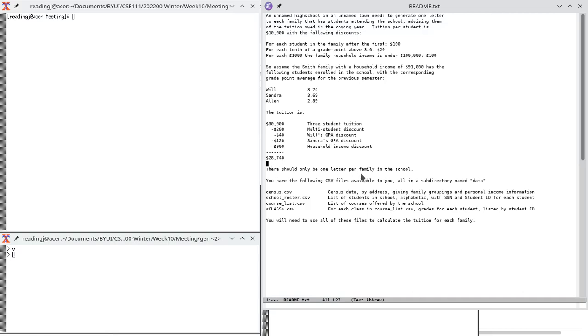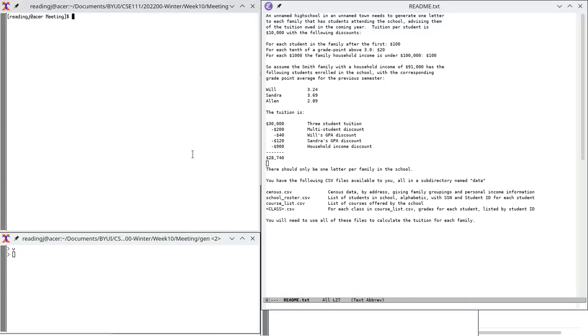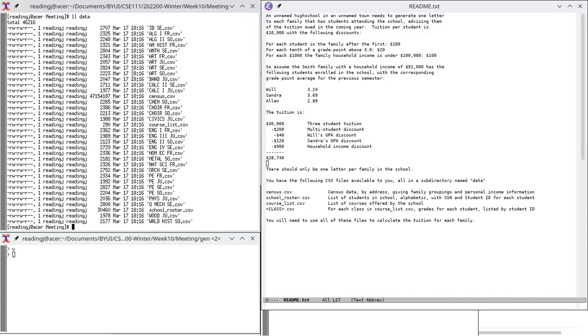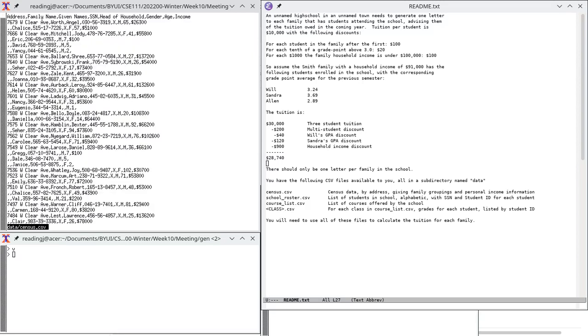You need to generate 1 letter per family in the school, and you have the following CSV files available to you. So let's look at the data. You'll notice the big one that stands out is the census file. This is census data for the whole town. And remember, again, this is just made up data. But if we look at what's in this file, so it's a CSV. There's our standard header, and so you get the address, you get the first name.